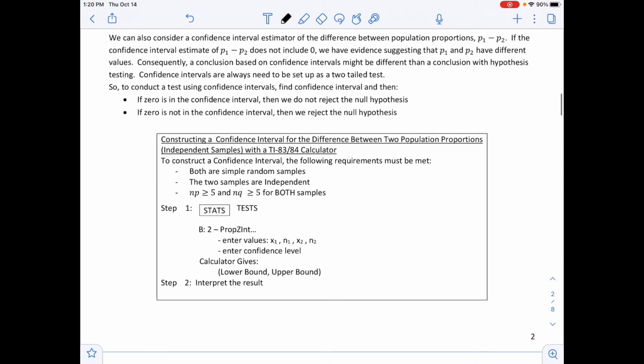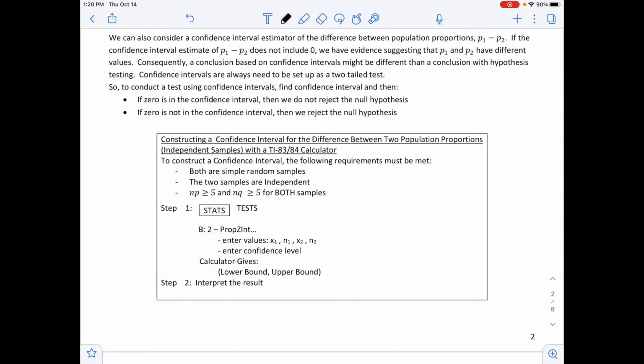So right below this it says we can also consider a confidence interval estimator for the difference between population proportions, p1 minus p2. If the confidence interval estimate of p1 minus p2 does not include 0, we have evidence suggesting that p1 and p2 have different values. Consequently, a conclusion based on confidence intervals might be different from a conclusion with the hypothesis testing.